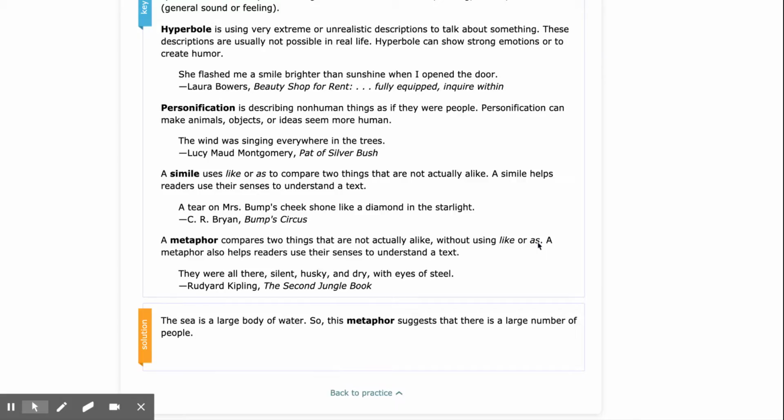Finally, a metaphor compares two things that are not actually alike without using like or as. A metaphor also helps readers use their senses to understand a text. They were all there, silent, husky, and dry, with eyes of steel.